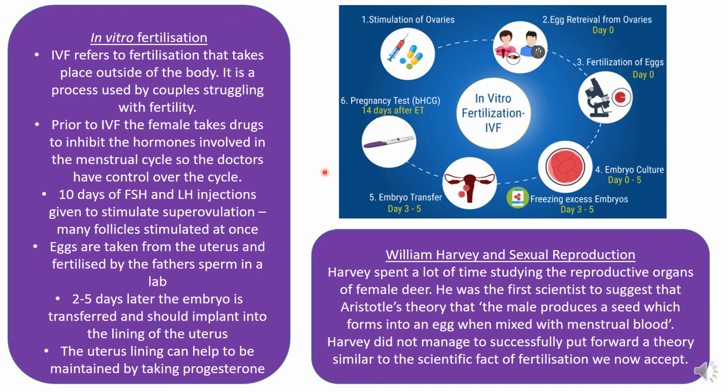However, Harvey was the first scientist to actually suggest that no, that's not how it happens. However, he didn't actually manage to form a theory that was correct. But he realized that Aristotle's theory was wrong. He didn't really understand how fertilization and reproduction actually happened, but he did know that Aristotle was wrong. So his work was interesting because he argued against the accepted theory in his work. And that's all.